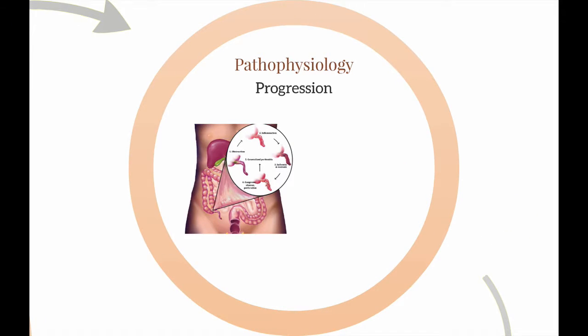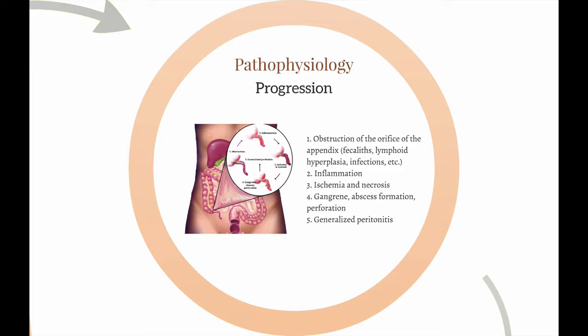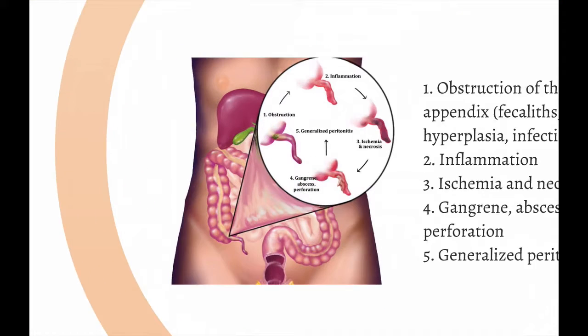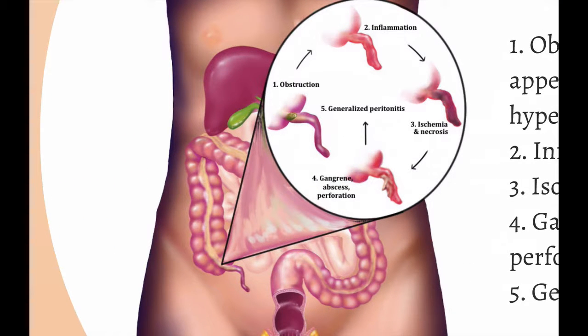The proposed etiology of appendicitis is obstruction of the appendicular orifice. Some examples of things that can obstruct the appendicular orifice include fecaliths, lymphoid hyperplasia, or infections. This obstruction causes an increase in intraluminal and intramucosal pressure, which leads to inflammation and eventually localized ischemia. Untreated appendicitis can become complicated by gangrene, abscess formation, or perforation. Perforation will lead to generalized peritonitis.